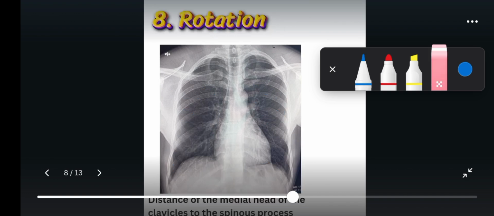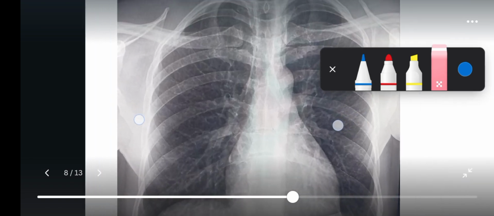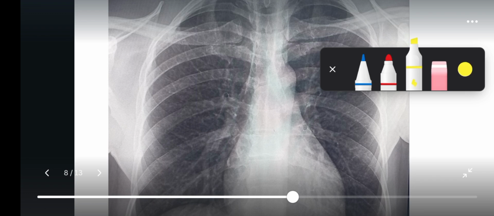Then we'll look at the next factor, which is rotation. How do we assess rotation in a radiograph? We'll look at the distance between the medial end of the clavicle and the spinous process. This is the medial end of the clavicle to the spinous process, this distance. Then we equally look at the opposite side, the medial end to the spinous process.